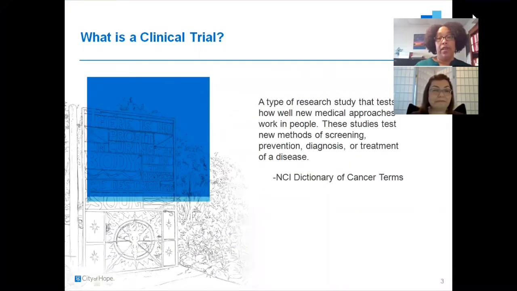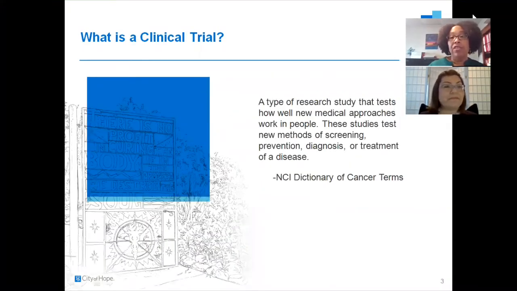What is a clinical trial? It's a type of research study that tests how well new medical approaches work in people. These studies test new methods of screening, prevention, diagnosis, or treatment of a disease. And a clinical trial is a research study conducted in human beings with the goal of answering specific questions.